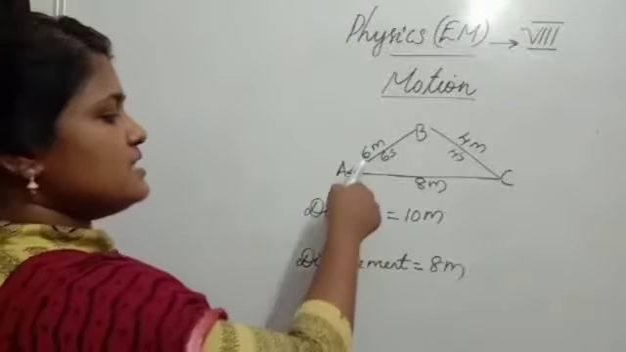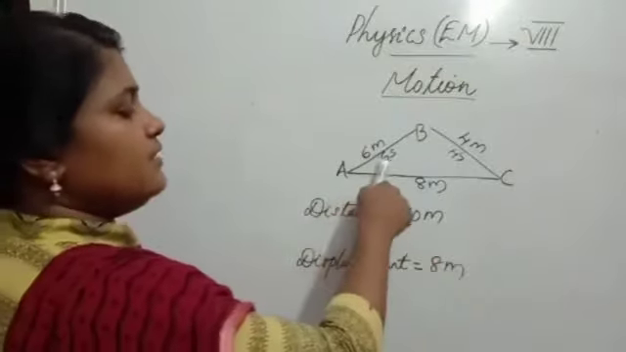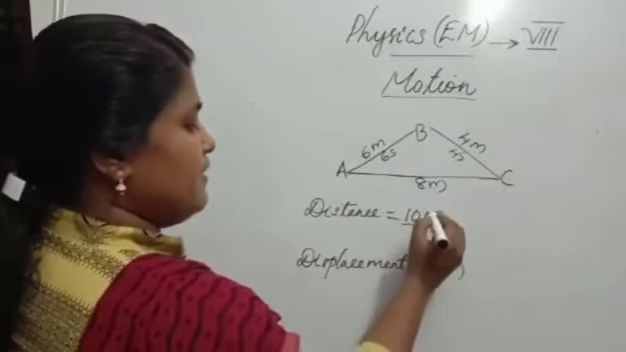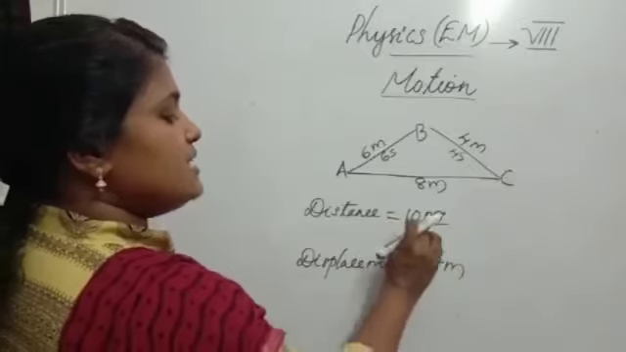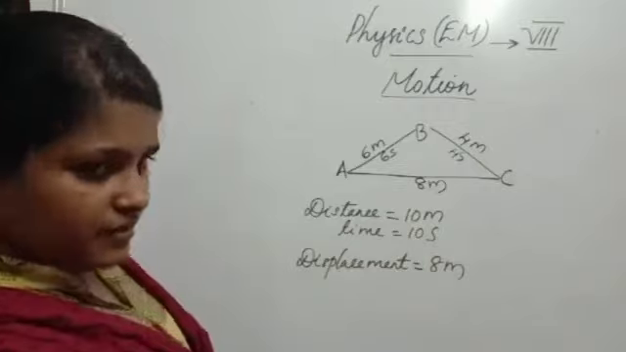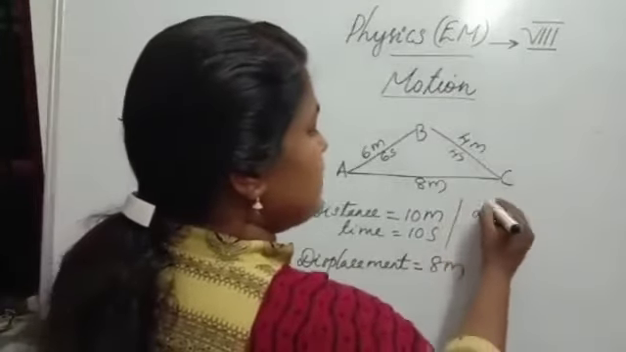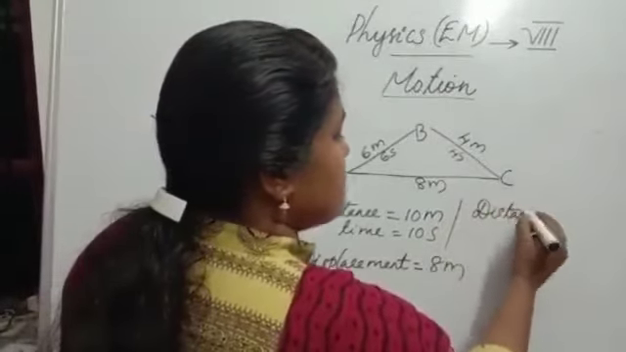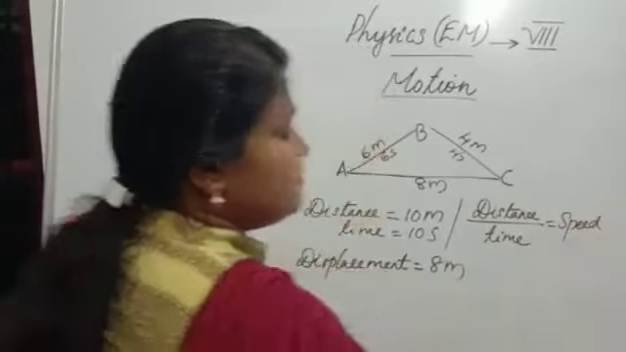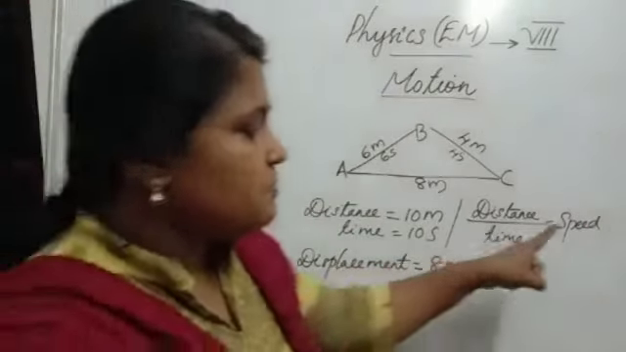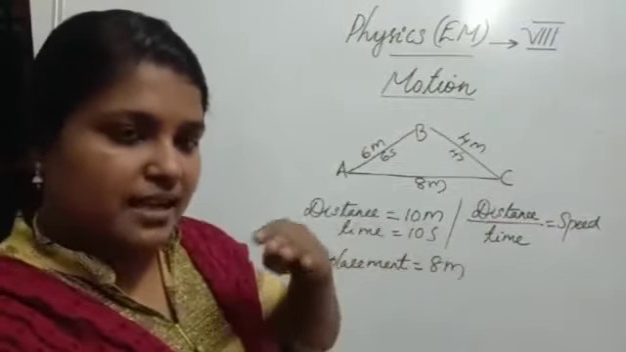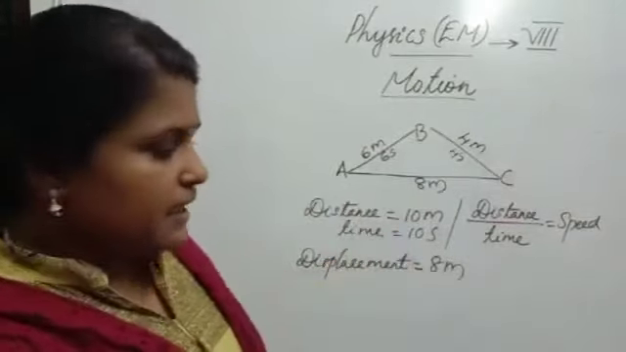So here, he takes 10 seconds to reach the point C. So 10 meter he travelled, distance is 10 meter, and the time taken is 10 seconds. Now this distance by time is equal to speed. Distance by time is equal to speed. So speed is the distance covered in unit time. The distance covered in unit time is what is called speed.